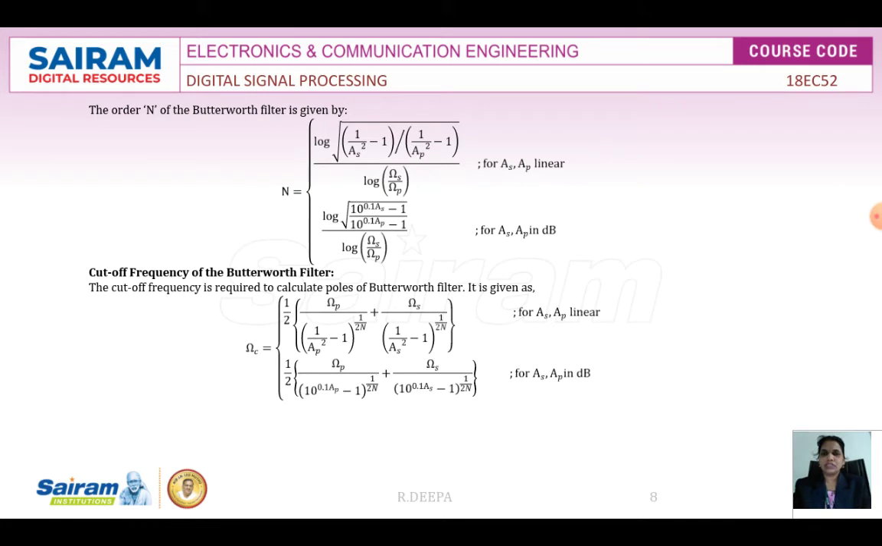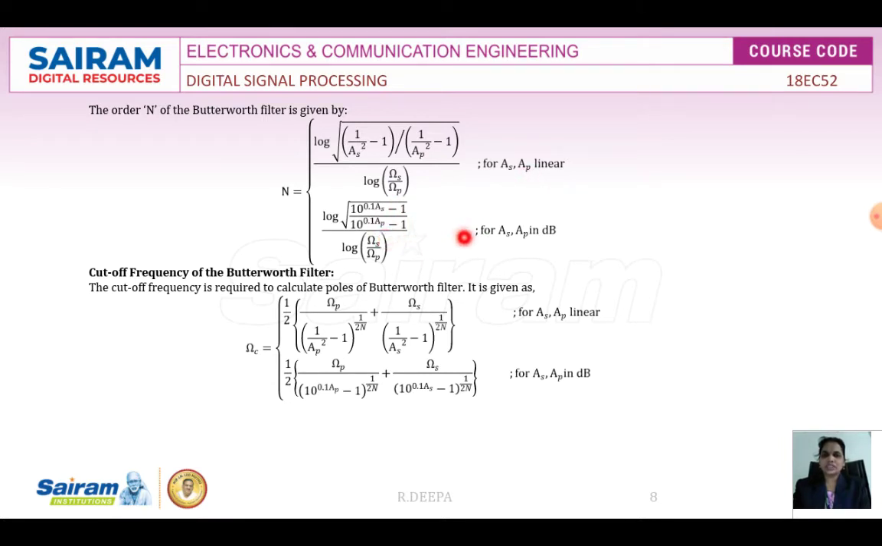So the next step is to calculate the order of the filter. The order of the filter n is equal to log of the square root of (1 divided by AS square minus 1) divided by (1 divided by AP square minus 1), whole divided by log of omega P by omega S, where AP and AS are linear.